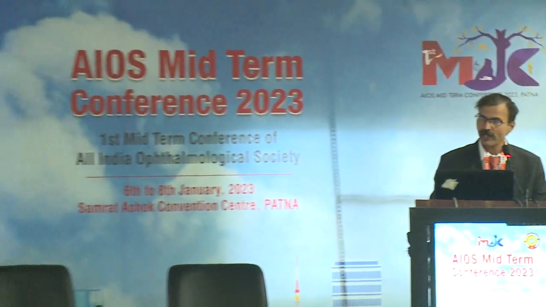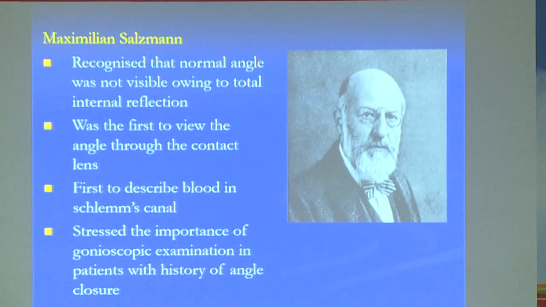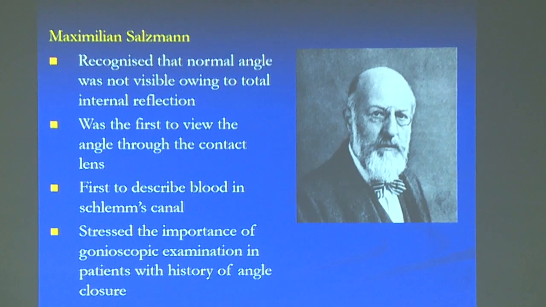A brief idea about the history of gonioscopy. It is Alexios Trantas, the Greek ophthalmologist, who coined the term gonioscopy. And it is Salzmann who was the first to view the angle through the contact lens. He was the first to describe the blood in Schlemm's canal.